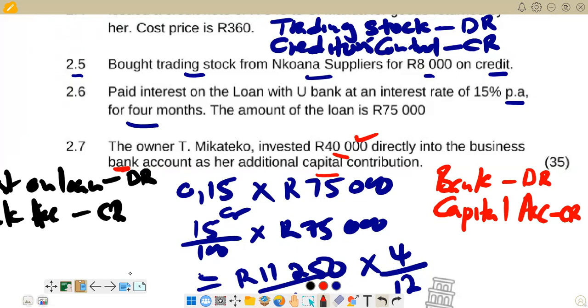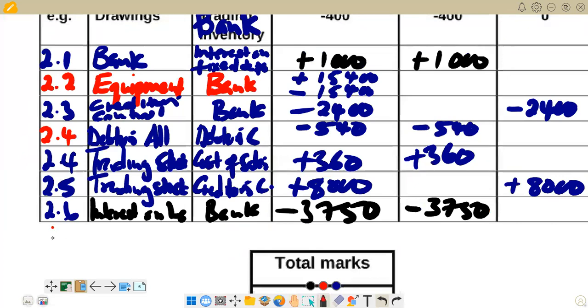So we can just go and summarize that one. This is 2.7, we can put it here. We are debiting bank, and we are crediting capital. And the bank we are debiting, it's an asset. When you debit an asset, it's a plus. So we have a plus 40,000.